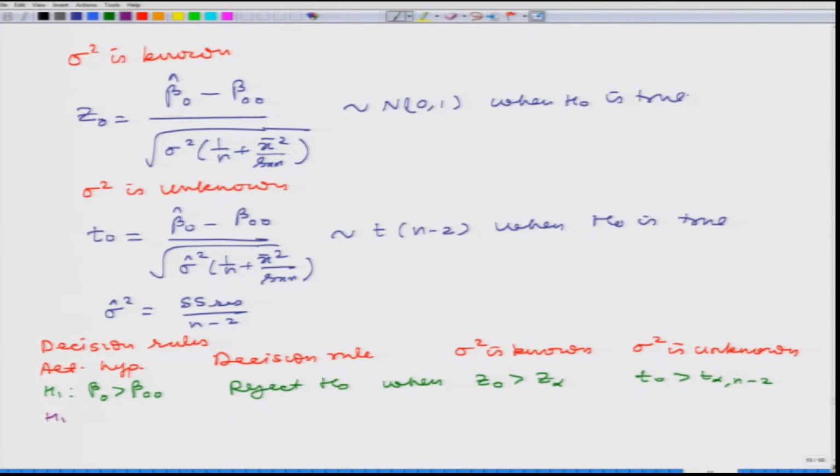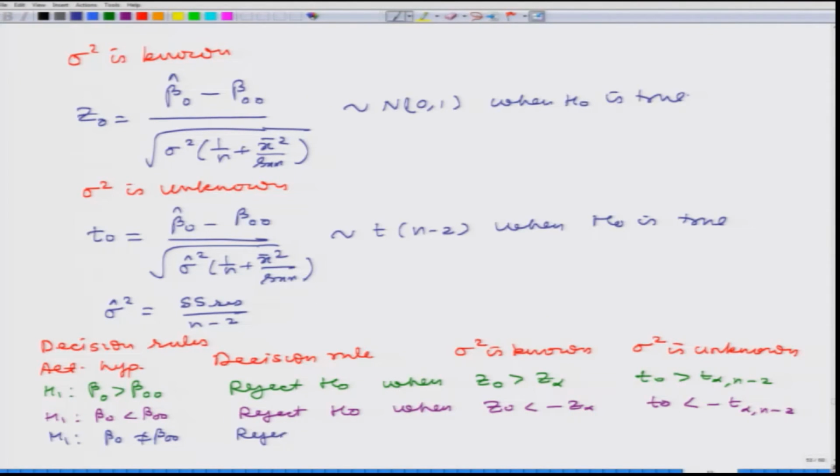Similarly, if my alternative hypothesis is H1: beta naught less than beta naught, then again the decision rule is to reject H naught whenever Z0 is less than minus Z alpha in case sigma square is known, and in case sigma square is unknown, then T0 is less than minus T alpha, n minus 2.